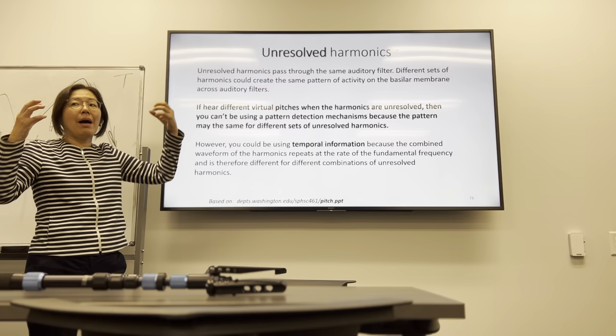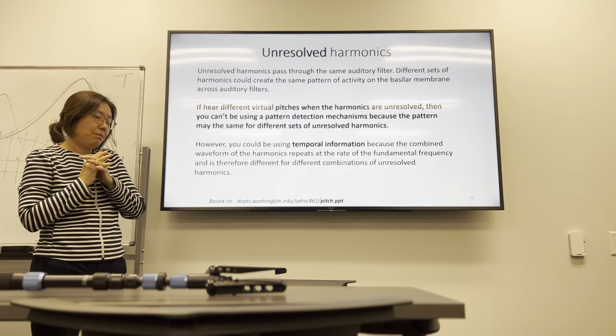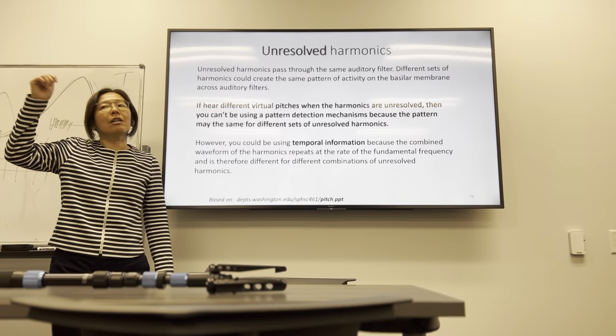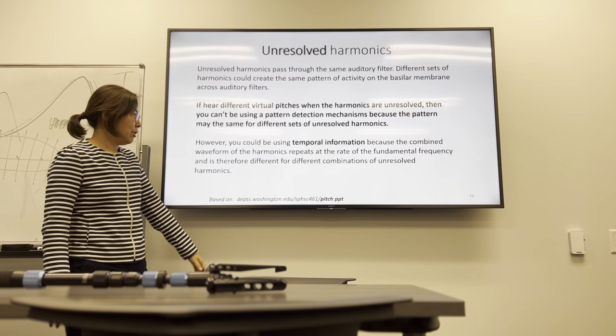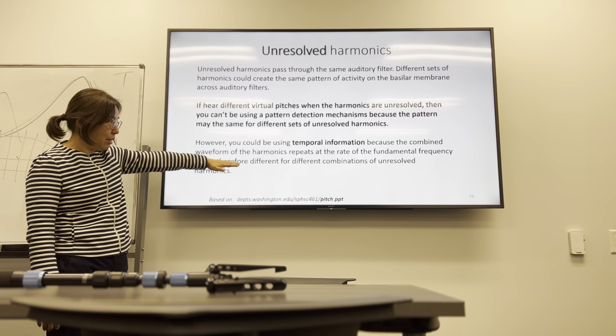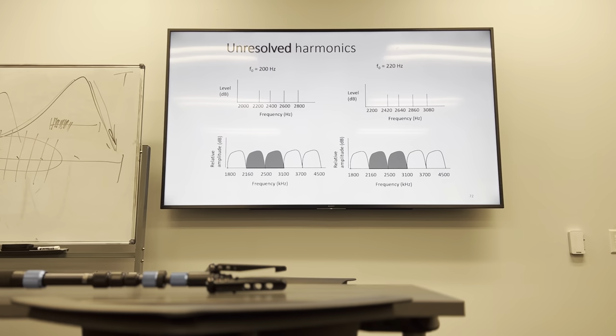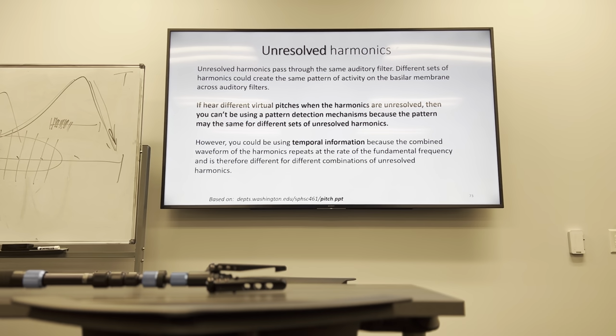Right? So therefore, you can't be using this pattern system, pattern model. Well, but our brain is sophisticated, right? So however, now you could be using temporal information instead of place information, because the place information doesn't tell you. So now let's get help from temporal information, because the combined waveform of the harmonics repeats at the rate of the fundamental frequency, and thus is different for different combinations of the unresolved harmonics. So the pattern cannot tell, but temporal might.